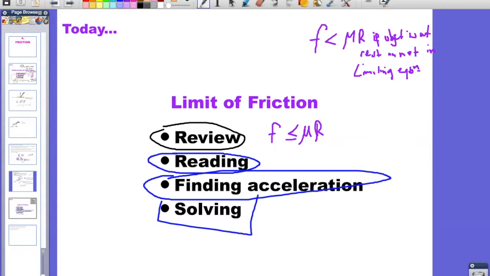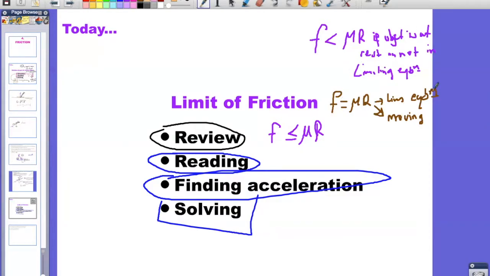Not in limiting equilibrium. And friction is equal to mu R if the object is in limiting equilibrium. That is, if the object is about to start moving, or if the object is moving, if it's sliding. If the object is sliding on the other one.